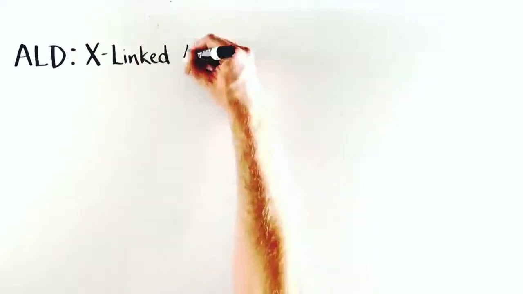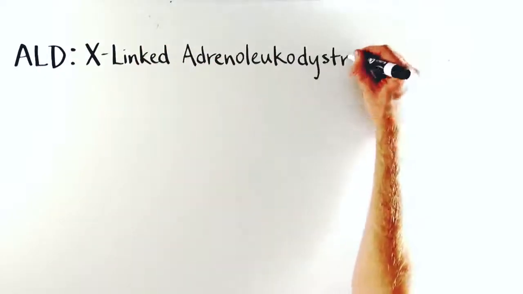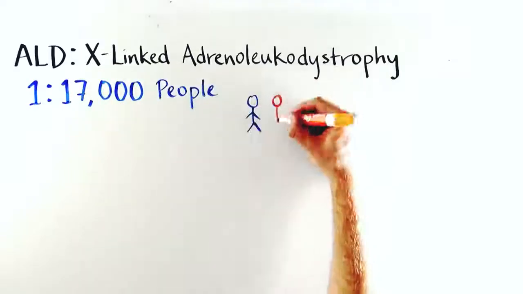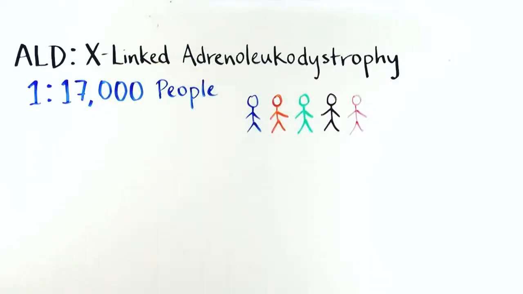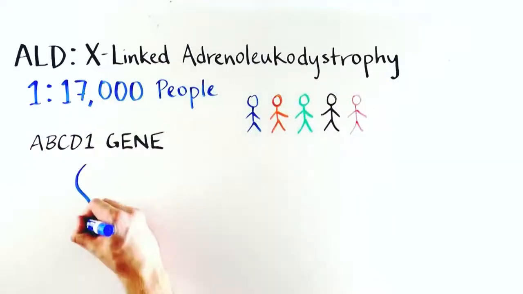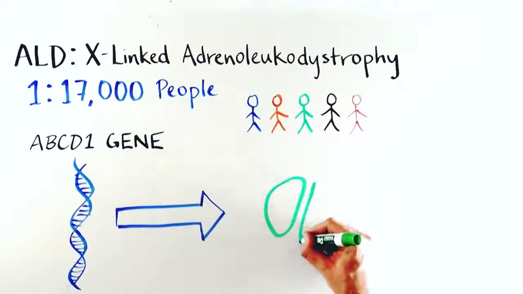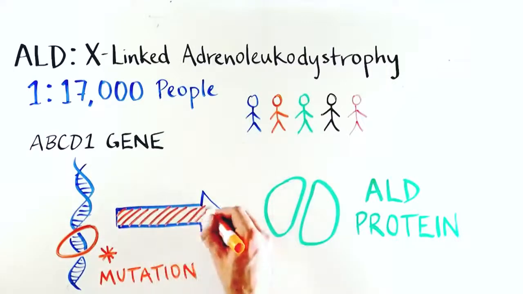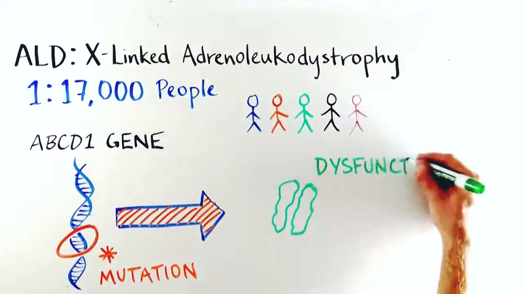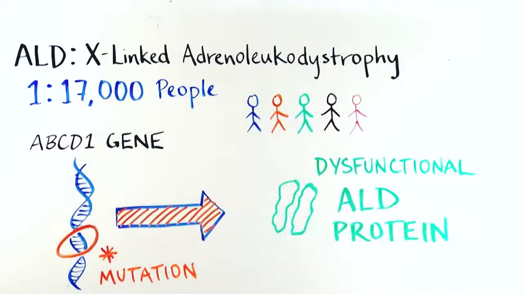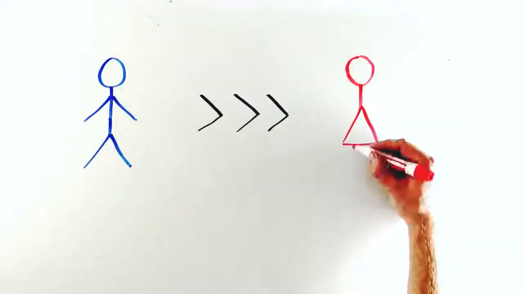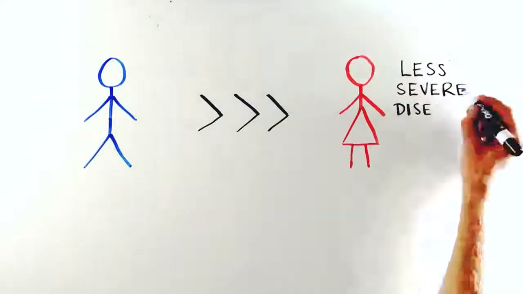Today we're going to focus on ALD, which stands for X-linked adrenoleukodystrophy. ALD affects 1 in 17,000 people of all ethnic backgrounds. This disease is caused by a mutation in the ABCD1 gene that produces the ALD protein. Mutations in the ABCD1 gene prevent the production of a functional ALD protein. The disease affects men more than women, who experience a less severe disease later in life.